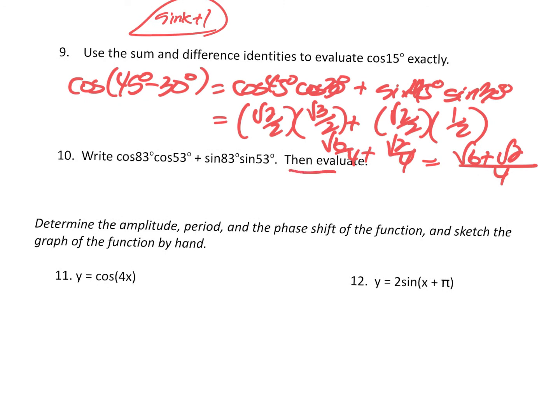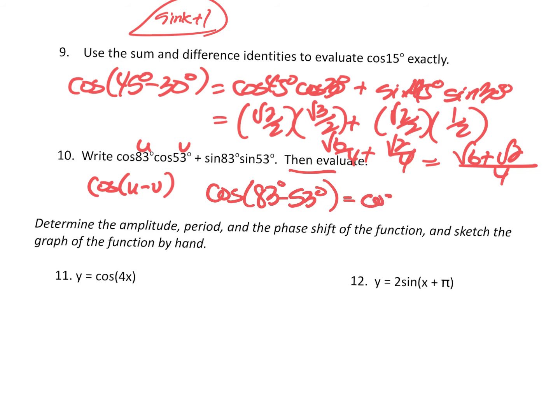Number 10, write as a cosine or sine, then evaluate. Okay, I'm looking for that in my sum or difference formulas, and it actually matches up with cosine of u minus v. That's my u, that's my v. So if I do cosine of 83 minus 53, that's going to give me cosine 30 degrees, and everybody knows cosine 30 degrees is square root of 3 over 2, and that's your final answer.